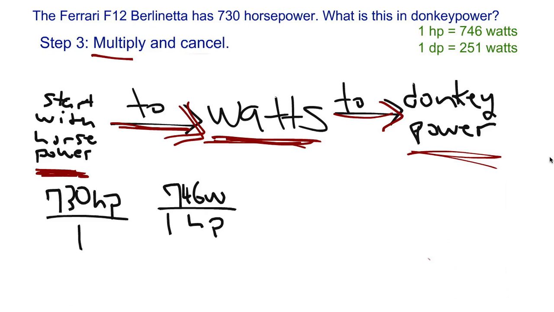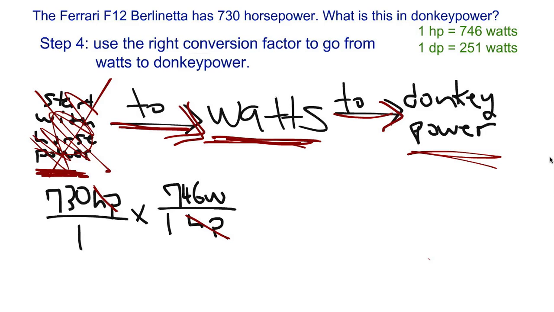Next, we multiply then cancel. You see, when we take these two and multiply them together, we have a horsepower on top and a horsepower on the bottom. And that causes them to cancel out. So now that horsepower is canceled out, all we are left with is watts. And now we can go from watts to donkey power using the other conversion factor, because we see this one, watts, will take us to donkey power.